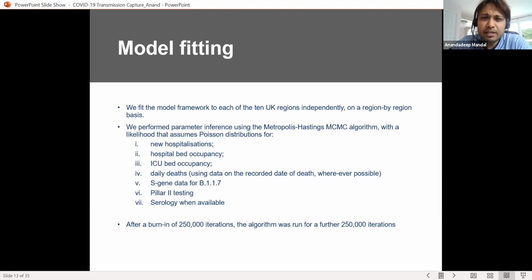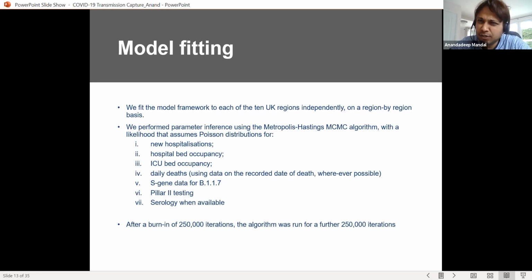So we fit the model for 10 UK regions independently, region by region, so a lot of data was there. We performed a simple Metropolis-Hastings MCMC algorithm. MCMC is Markov chain Monte Carlo. It's not the same algorithm, but Google PageRank also uses MCMC. It's very powerful. It's one of the top 10 most powerful algorithms, I would say, the MCMC algorithm.